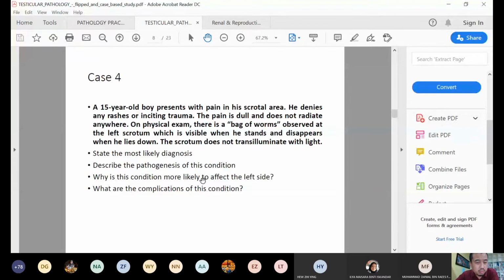This condition is more likely to affect the left side because of the anatomical drainage of the left testicular vein into the left renal vein, whereas on the right side, the right testicular vein drains directly into the inferior vena cava. Complications of this condition include failure of testicular growth and infertility.